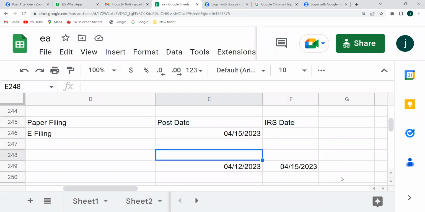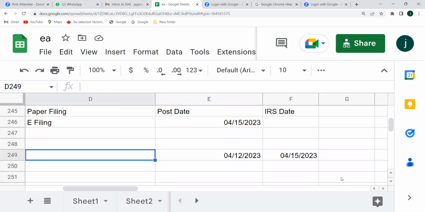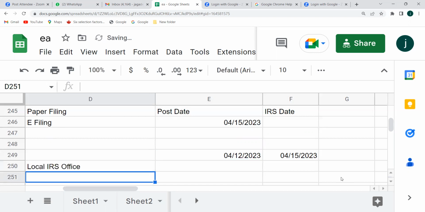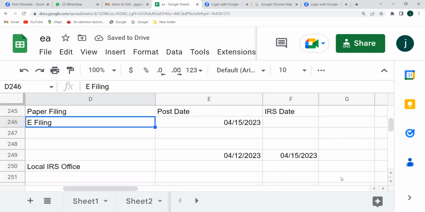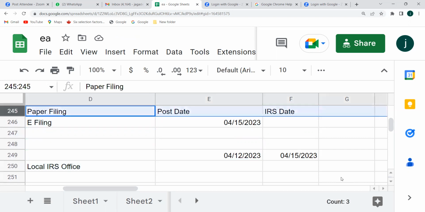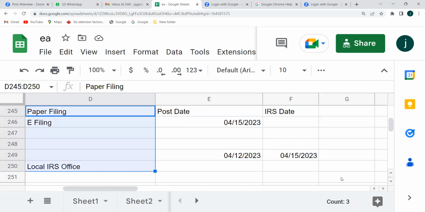Or else you can go to the local IRS officer also. If the IRS office is near to you, you can go and give the documents to the local IRS officers physically. So there are three options: paper filing, e-filing, and local IRS. You can give to the local IRS, or you can mail to the IRS, or else you can go with e-filing. These are three options available with you. You can choose whichever you feel comfortable.